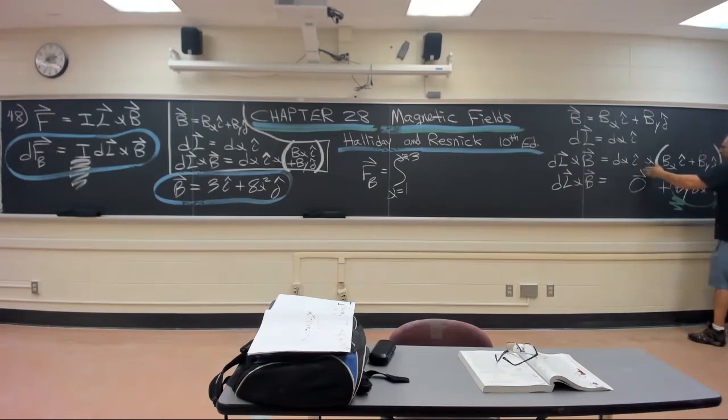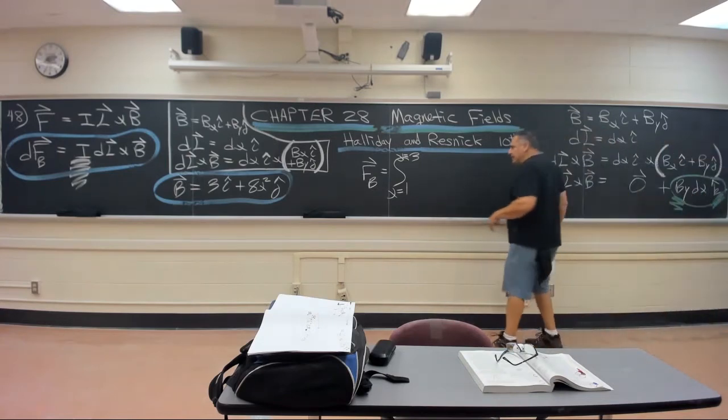Again, dx i hat cross bx i hat is the zero vector. dx i hat cross by j hat is the k vector, at least as far as direction, and then it's just magnitude by dx. And we got that right here. That's pretty important.